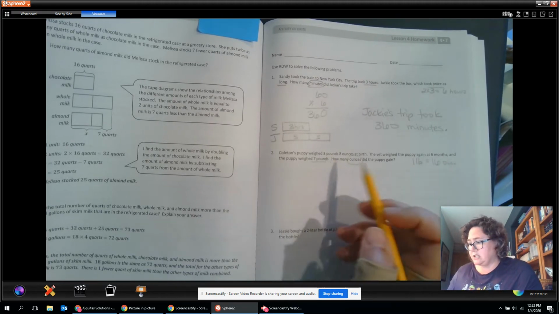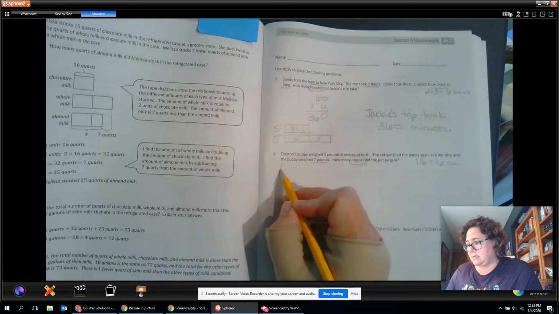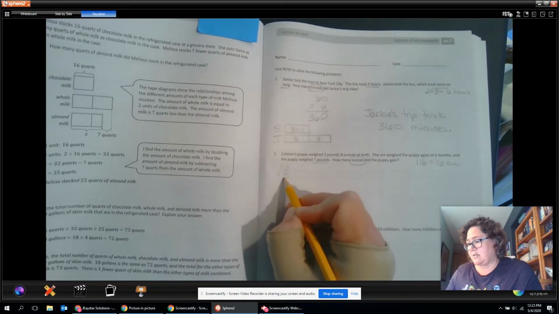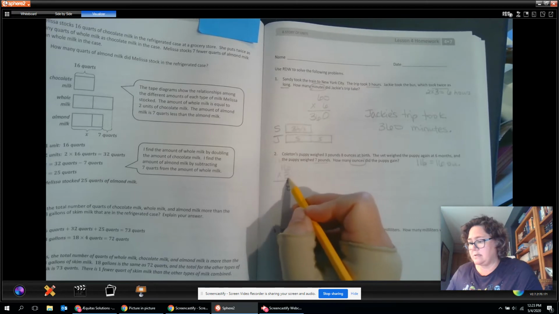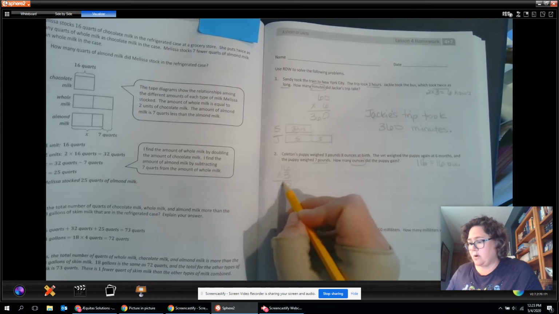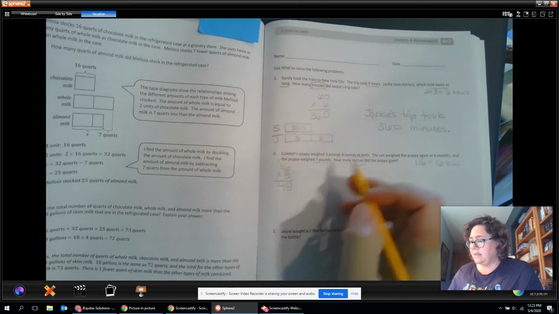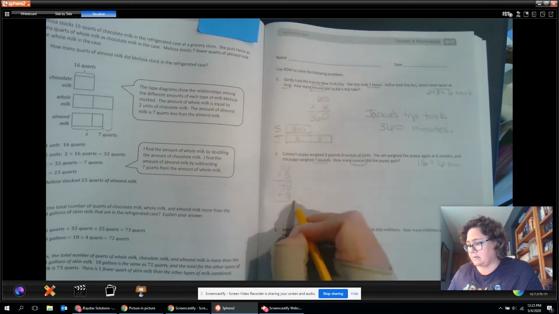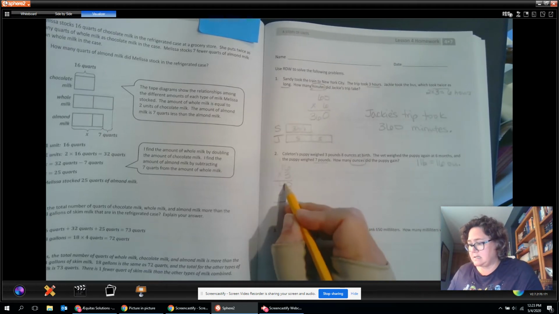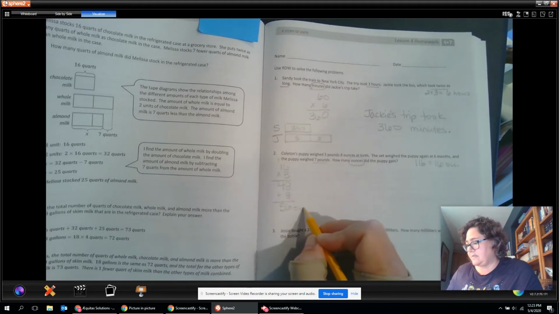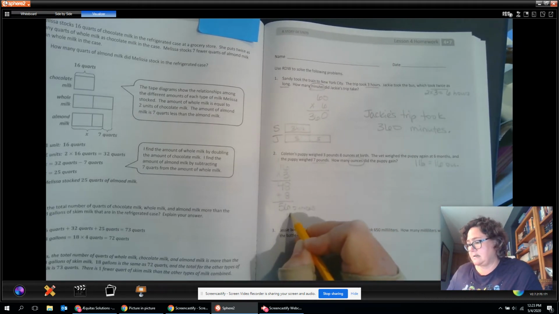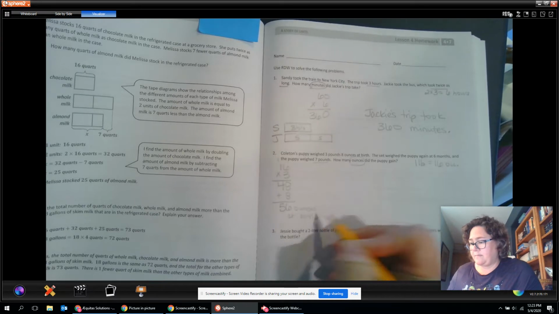So if we were originally at 3 pounds, we take the 16 times the 3. 3 times 6 is 18. Carry that 1. 3 times 1 is 3, that makes 4. So 48 plus an additional 8 ounces. That would be 56, right? So this is 56 ounces at birth.